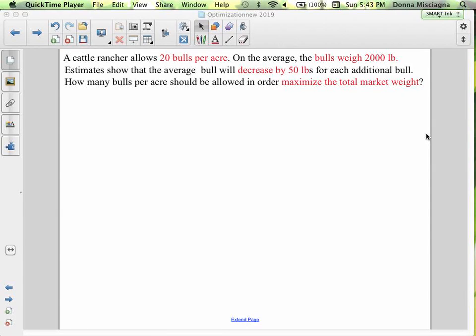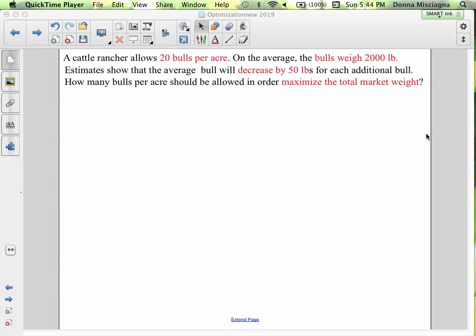Welcome to a new optimization problem. A cattle rancher allows 20 bulls per acre. On the average, bulls weigh 2,000 pounds. Estimates show that the average bull will decrease by 50 pounds for each additional bull. How many bulls per acre should be allowed in order to maximize the total market weight?